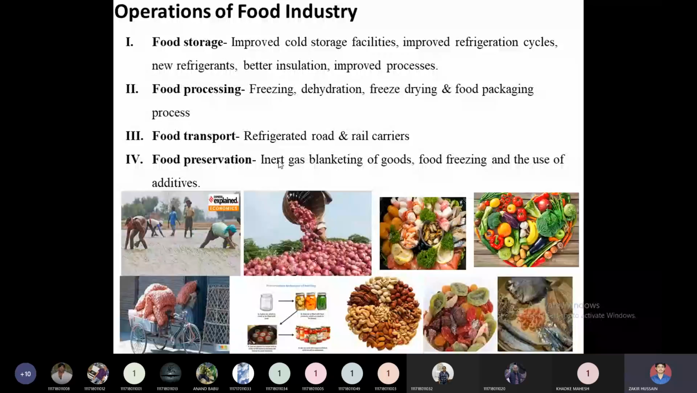Then food freezing, we have to freeze that fruit in order to preserve that one. And the use of some additives. Okay, if you see in some preserved foods, there will be a code word like preservative 221, preservative 223. Those are all the preservatives, which are the trade names of that one.